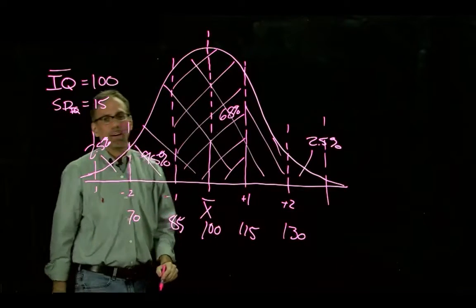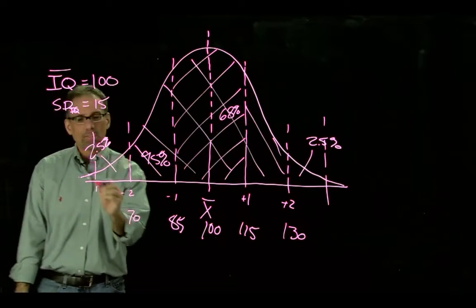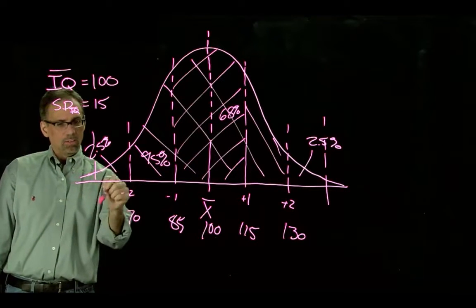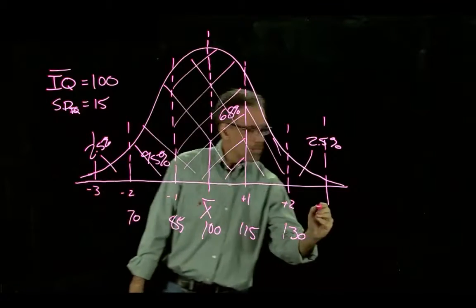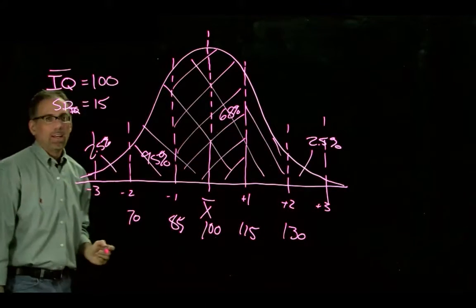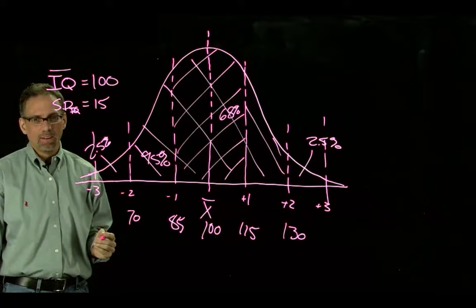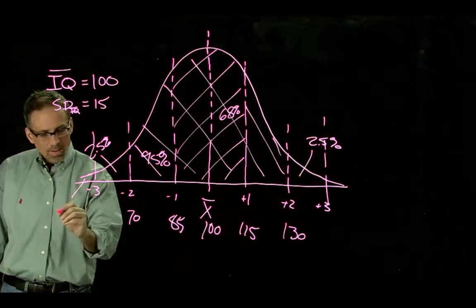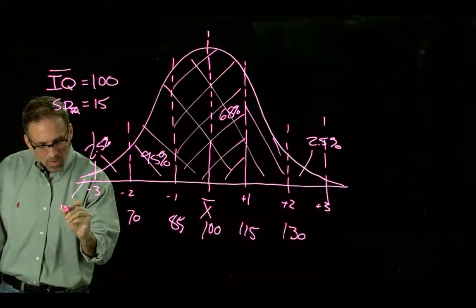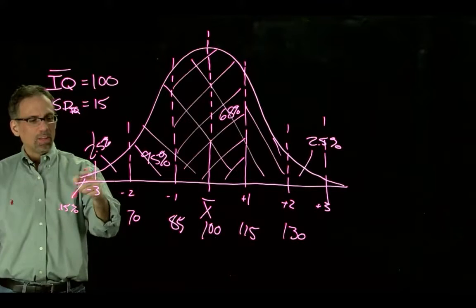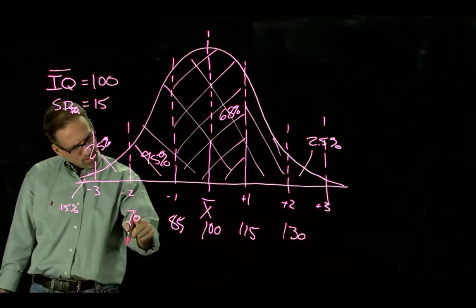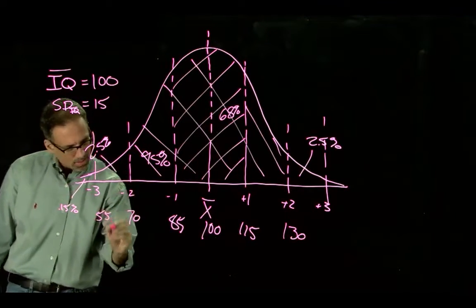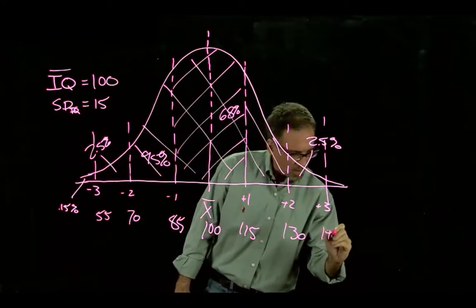Okay. All right, so now we're way out here, and what's left in this little chunk? Well, now when we're out 3 standard deviation units, now we've captured 99.7% of the population. So that means there's only 0.15% of the population in this little area here. That's an IQ of 55 down on this end and 145 up on this end.